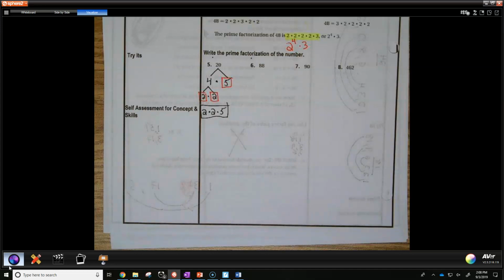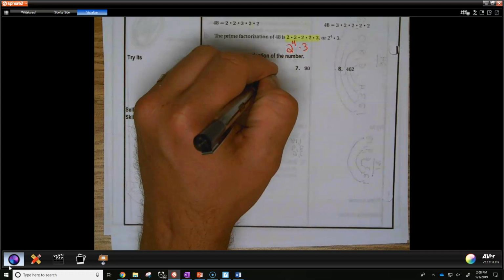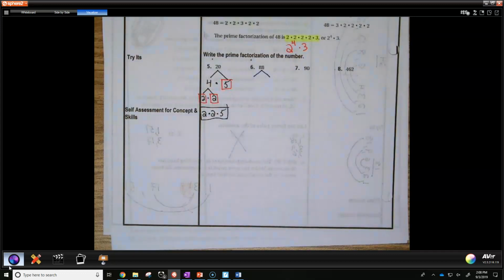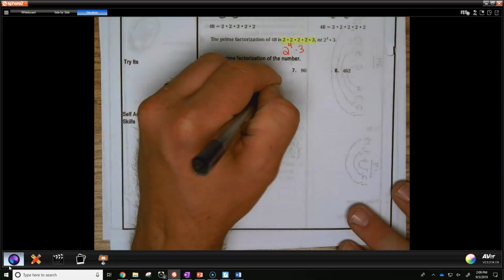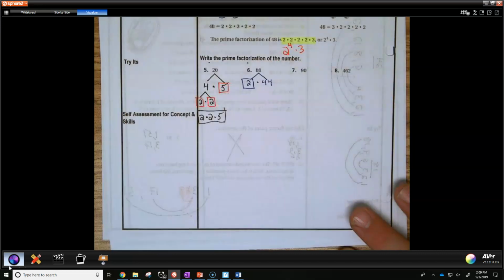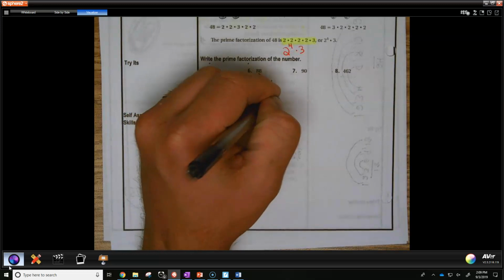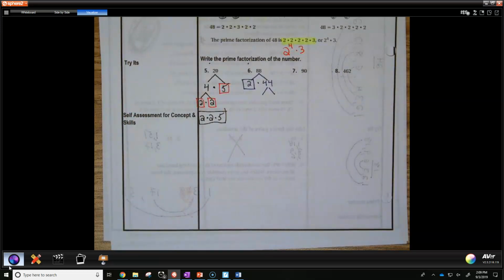88. Is 88 prime or composite? Mason? All right. So there's multiple ways you can go about this, but what are two factors that go into 88? 2 times 44. Okay. And we already identified 2 as prime. Is 44 prime or composite? Okay, so what can we break 44 into? What is a factor pair of 44?